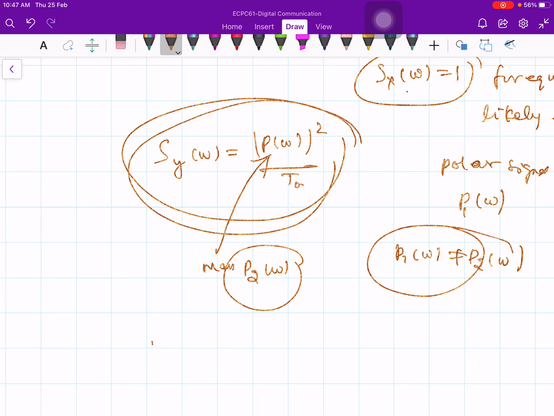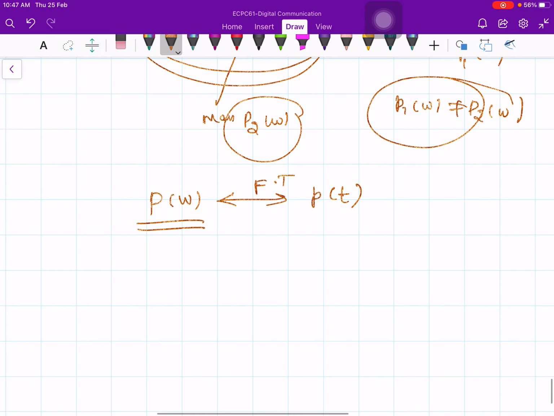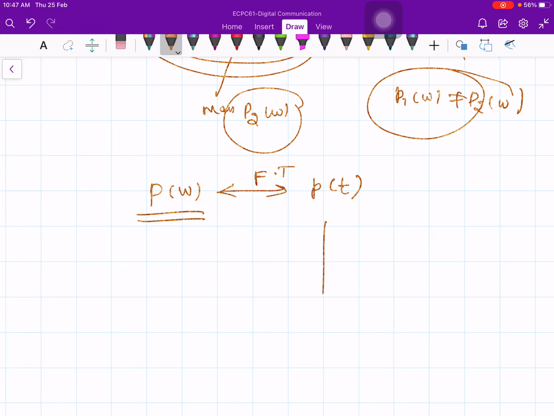Now let us try to find out P of omega. How do you find P of omega? P of omega is the Fourier transform of your P of t, and your P of t is actually composed of 2 pulses, one positive pulse and another negative pulse. These are 2 rectangular pulses of opposite polarity. We need to find the Fourier transform of this.